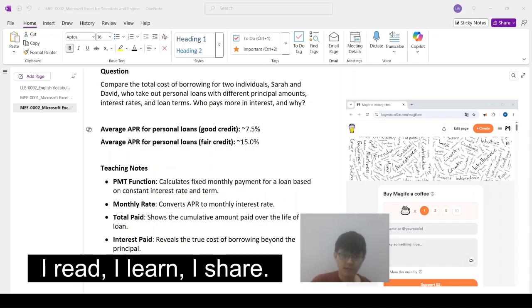What we call APR, the full term is annual percentage rate. It's a figure that represents the total yearly cost of borrowing money, including the interest rate and all compulsory fees, expressed as a percentage.